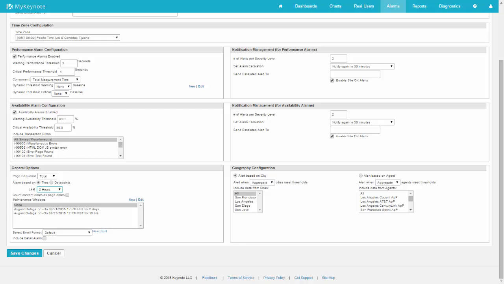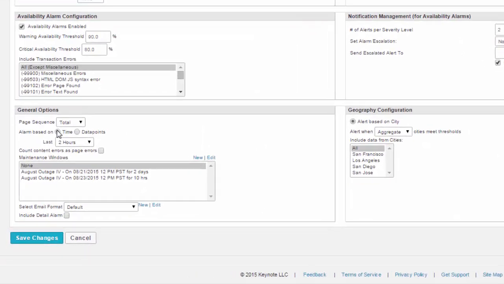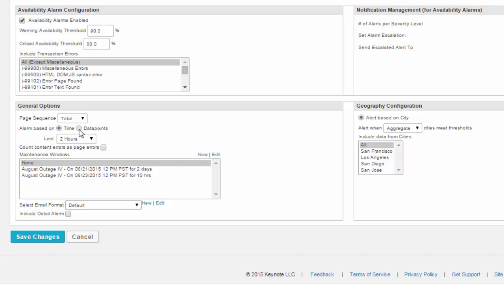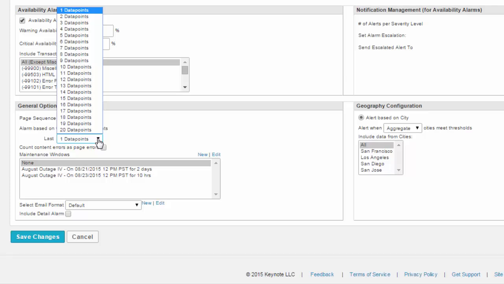and less faulty. Now, one alternative, if you can't increase the number of agents or the frequency and you just want to make a simpler availability alarm, one recommendation we have is to evaluate the alarm based on data points instead of time. So if you click this data points radio button, you'll get a drop-down list below that lets you pick up to 20 tests to evaluate.